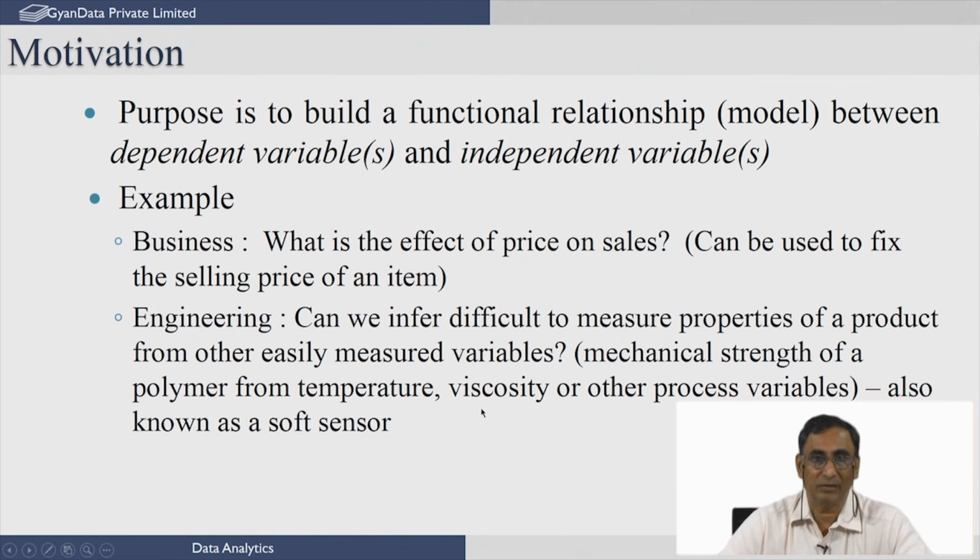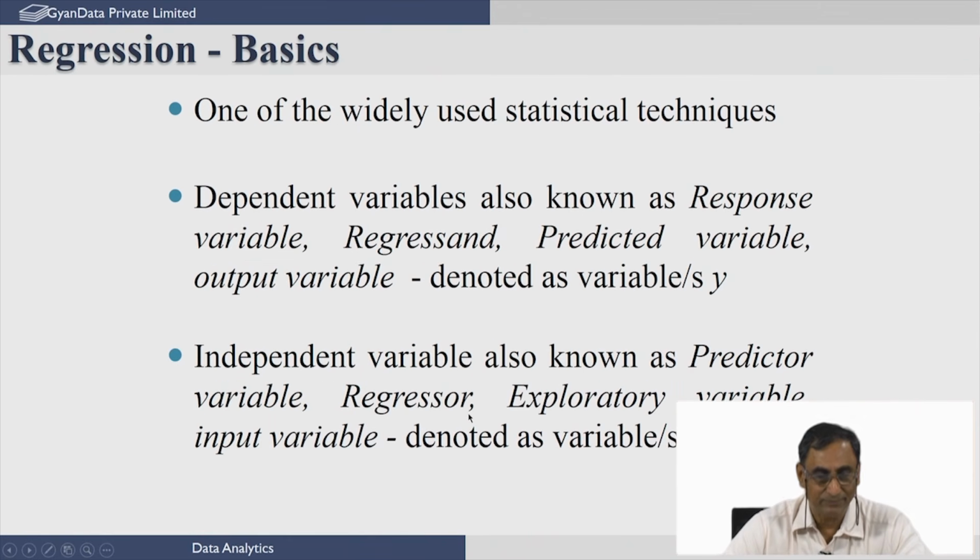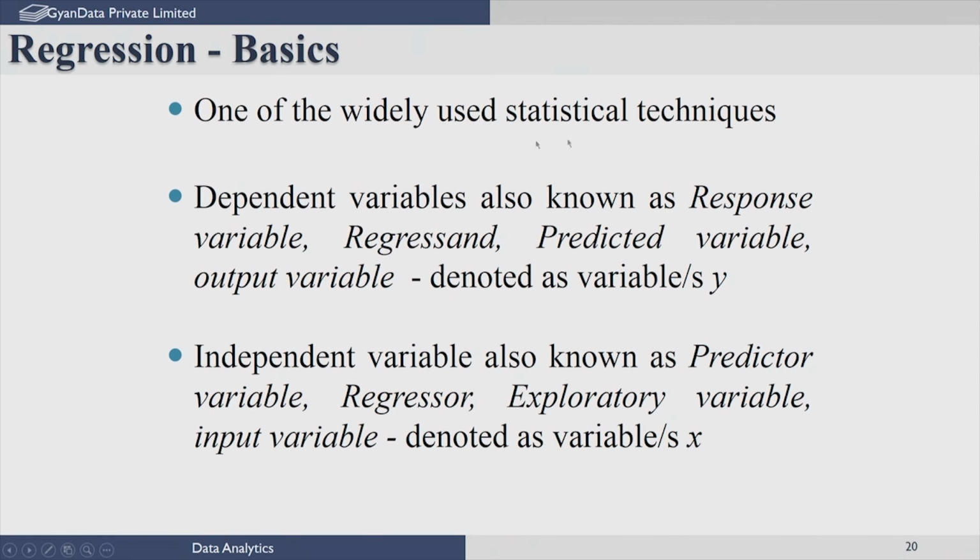So, these are cases where the purpose is very clear. We are building the model for a given purpose, and the purpose is defined depending on the area that you are working in. Regression happens to be one of the most widely used statistical techniques with data, and typically there are two main concepts here. The idea of a dependent variable, which is known also in the literature as a response variable or a regressand or a predicted variable, or simply the output variable, the variable whose output we desire to predict based on the model. The symbolic way of denoting this output variable is by the symbol y.